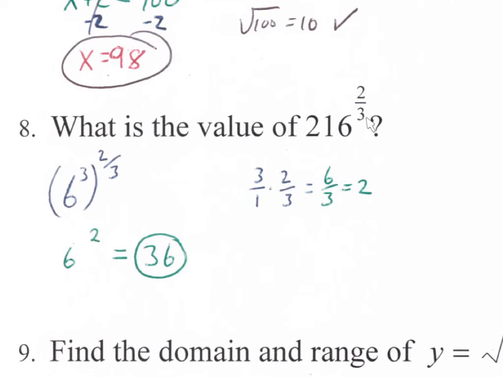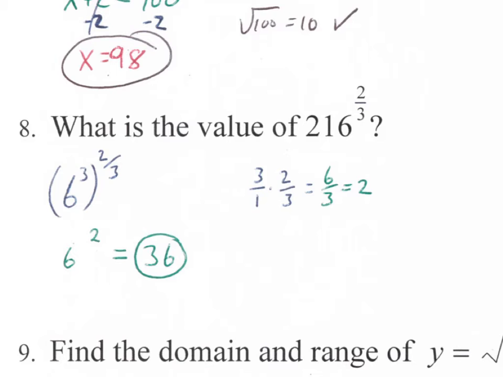Again, you want to find whatever the denominator is, the root, technically. And then I noticed that's 6 cubed. So then you multiply the powers. When you multiply these two, that becomes 3 over 1 times 2/3, which becomes, when you multiply straight across, 6/3, which is 2. So that becomes 6 squared, which is 36. So that is one way of doing it.